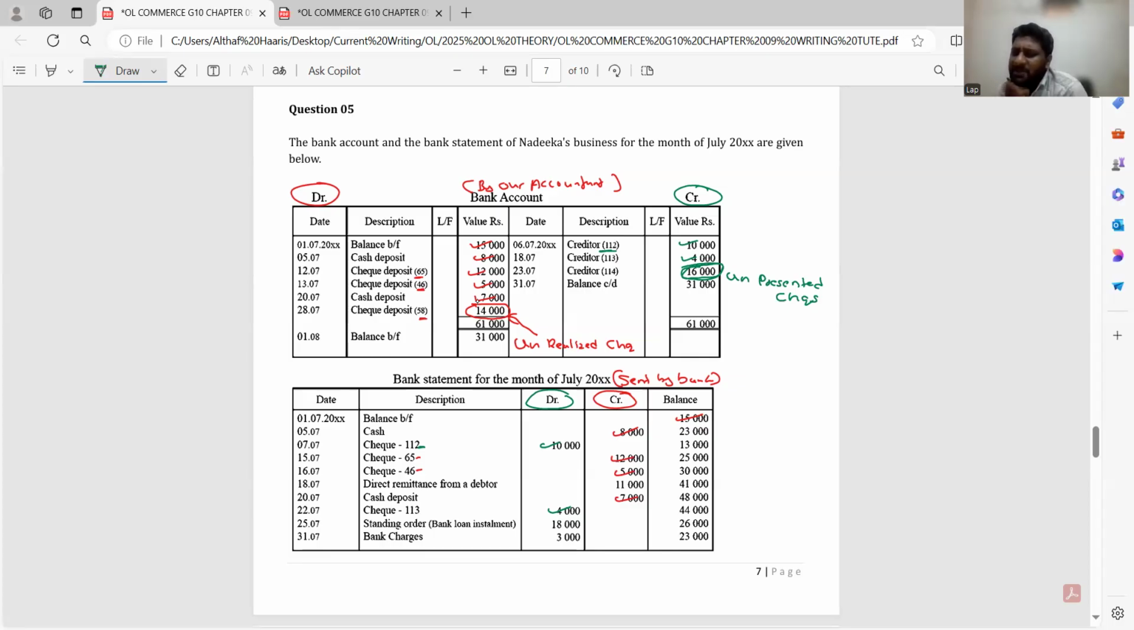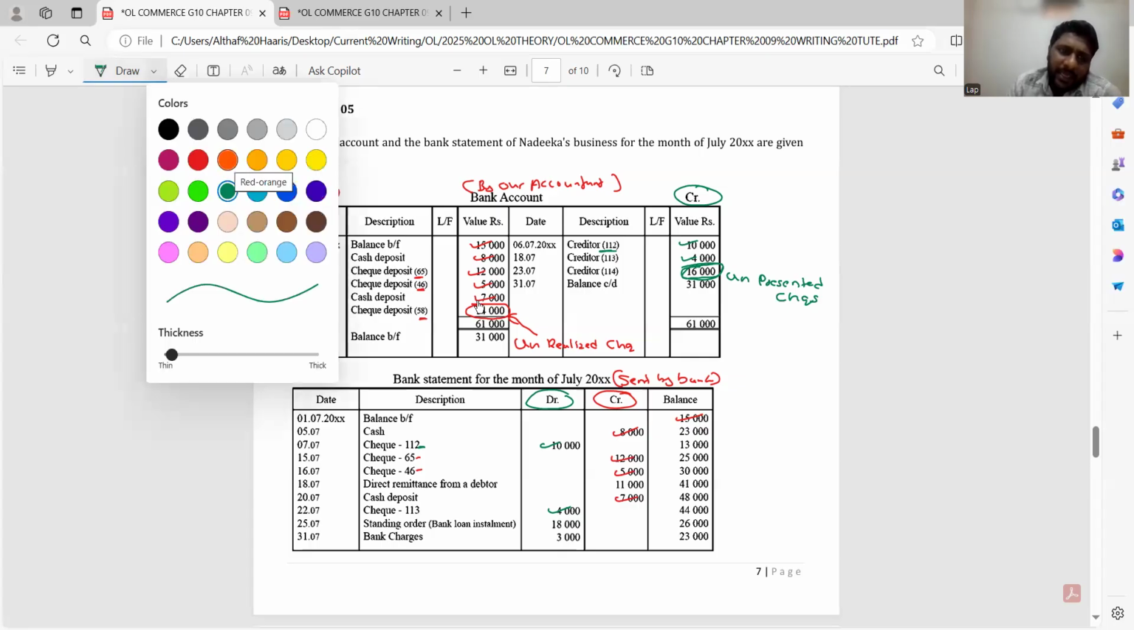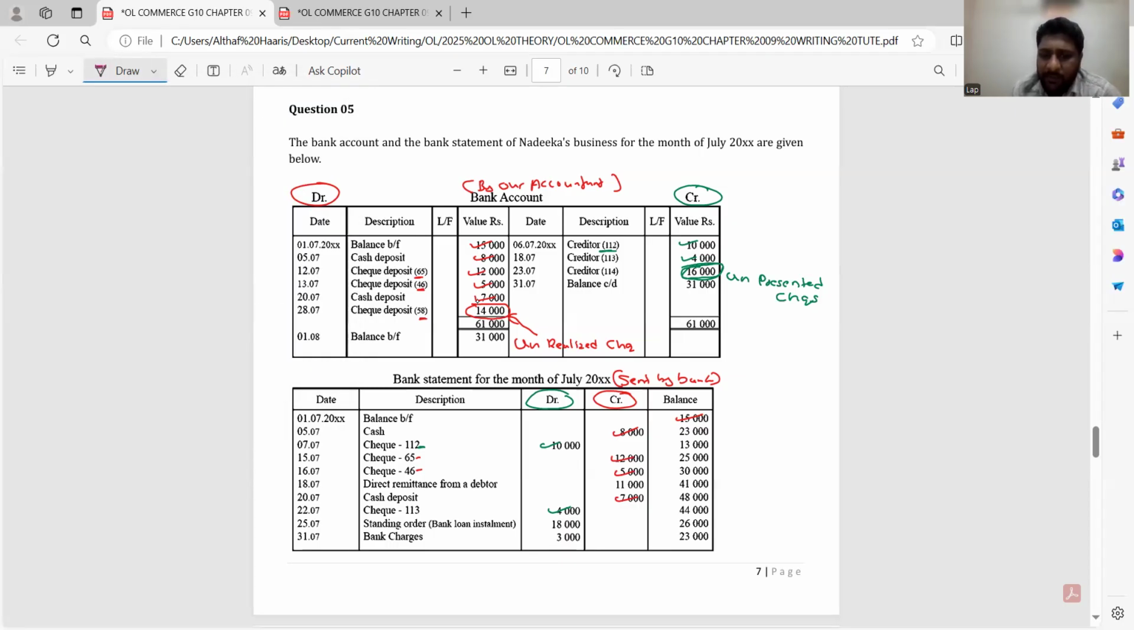How many items did not get ticked in the bank statement, people? Check it. හොඳට බලන්න. S2 ඇරලා හොඳට බලන්න. How many items are there? 3 items are there.